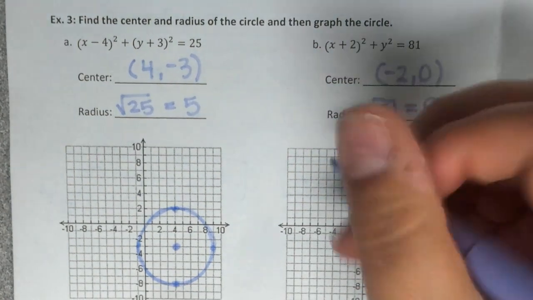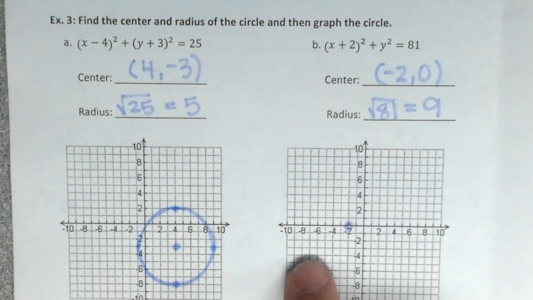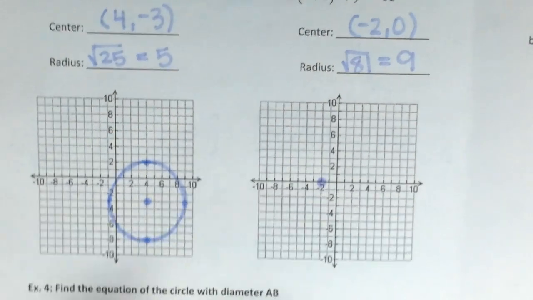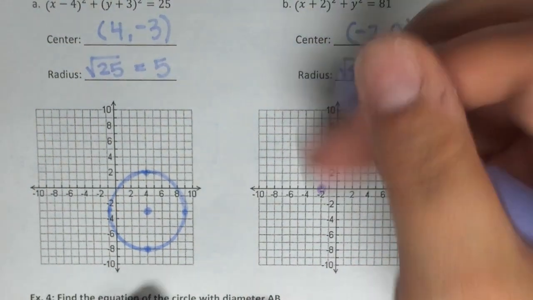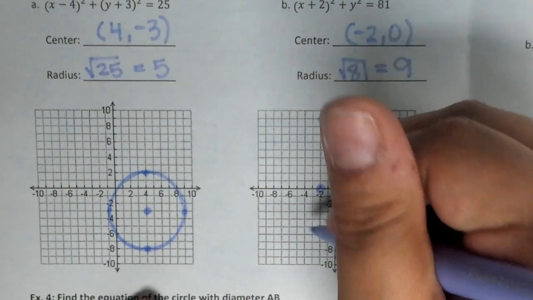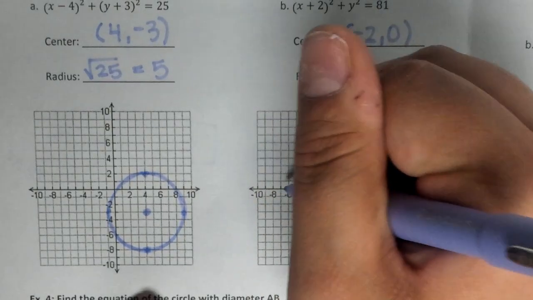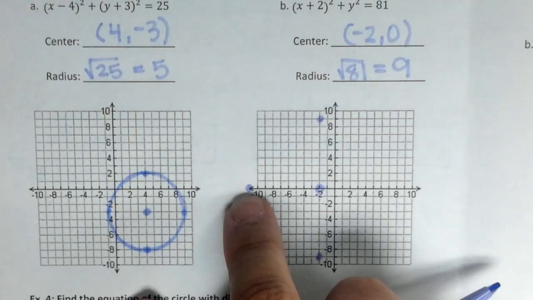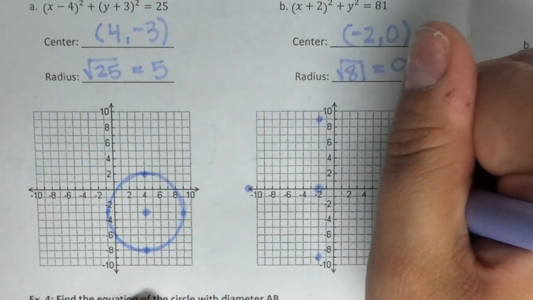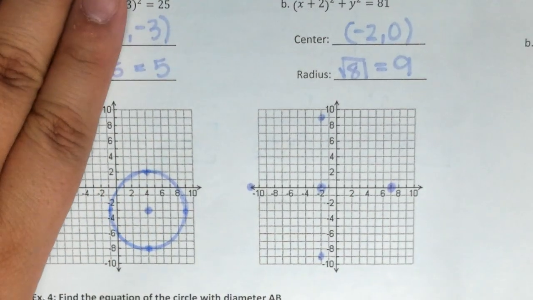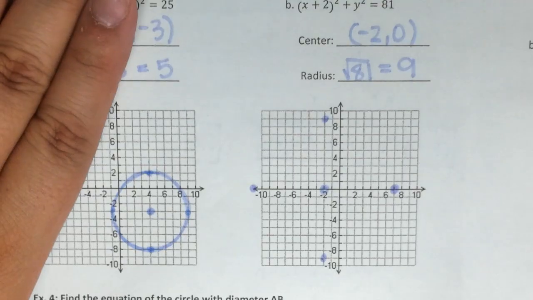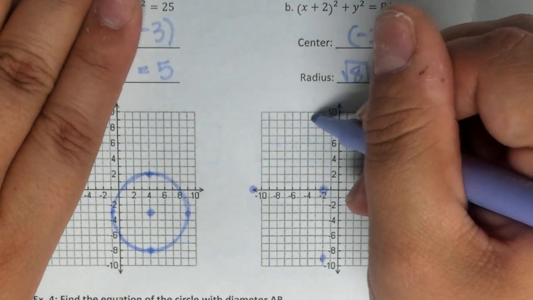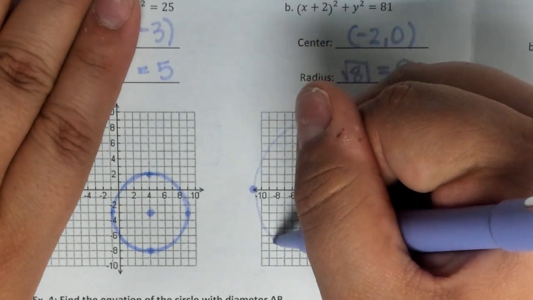So you're going to plot negative 2, 0. Make sure you plot it on the x-axis, not the y-axis. And then go up 9, left, right, all of them 9. The one on the left does go off the graph. I'm going to draw it on the arrow. The bigger the graphs get, the harder it becomes to draw the circle. So again, just make sure you're using pencil.